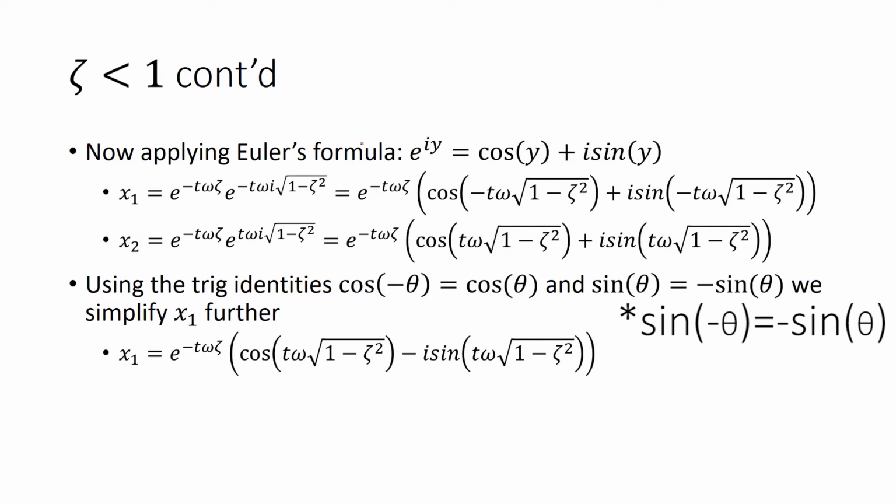We can apply Euler's formula, which we know is e to the imaginary i times y equals cosine of y plus the imaginary i times the sine of y. So if we do that for those 2 x1 and x2 values, we find that we get this monstrosity. You can use the trig identities that cosine of negative theta is equal to cosine theta and sine of negative theta is equal to negative sine theta. We can simplify x1 a little further to get rid of the negatives inside here and here. That makes our life a little easier later on. So we get x1 and we have x2.